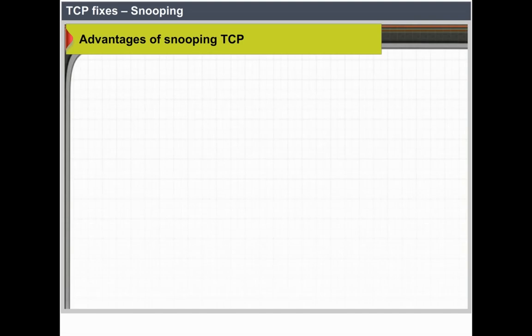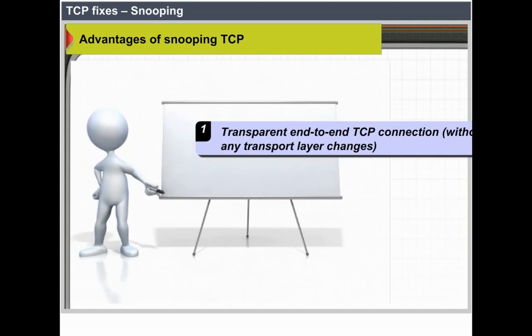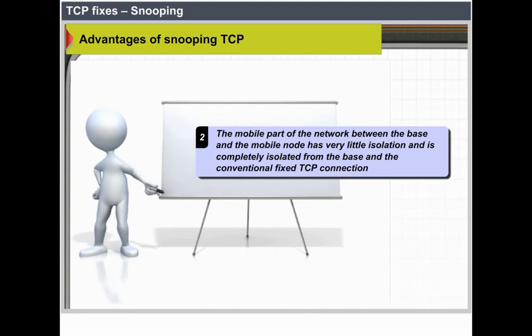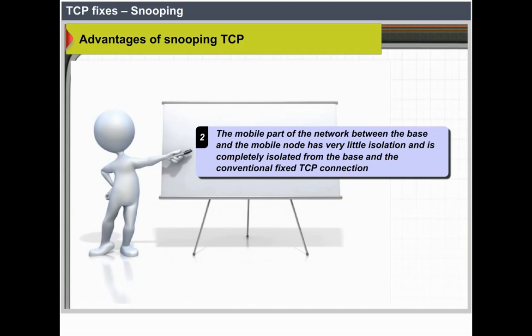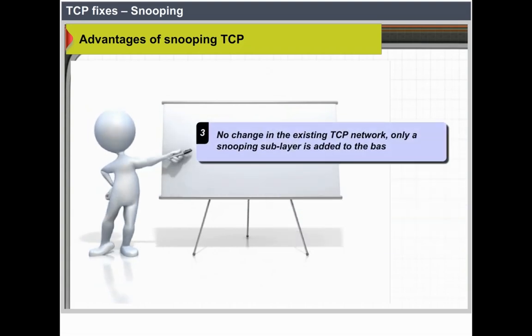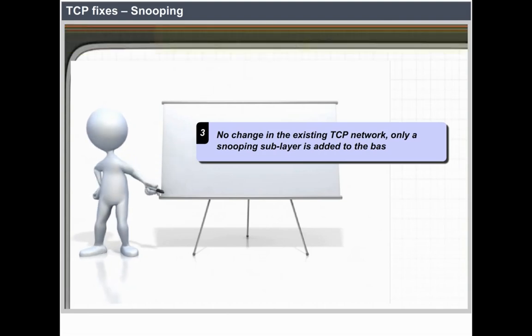Advantages of snooping TCP. Transparent end-to-end TCP connection without any transport layer changes. The mobile part of the network between the base and the mobile node has very limited isolation and is completely isolated from the base and a conventional fixed TCP connection. No change in the existing TCP network. Only a snooping sublayer is added at the base.